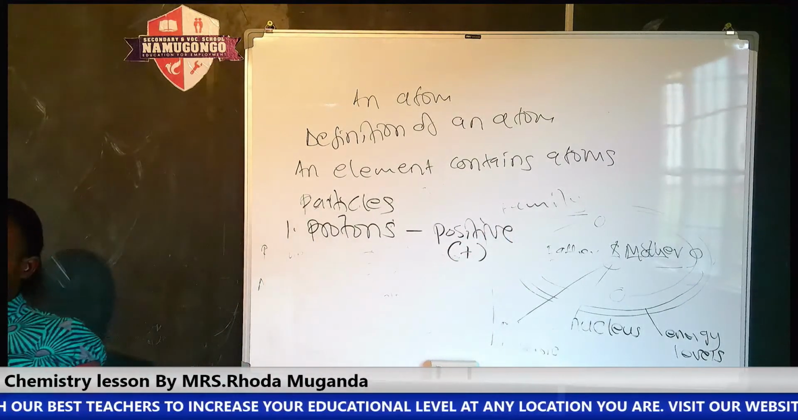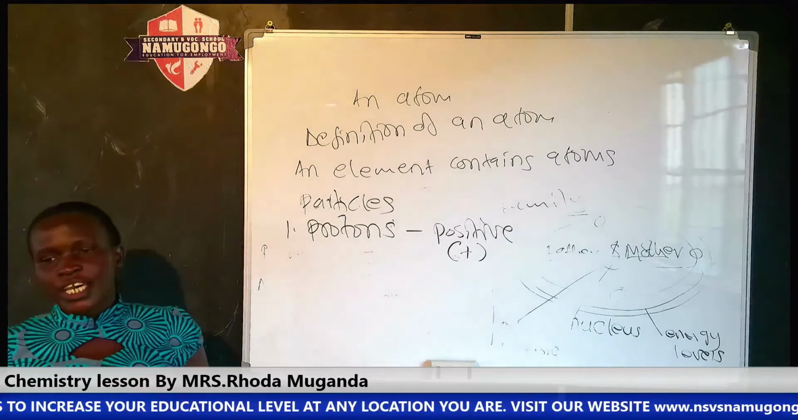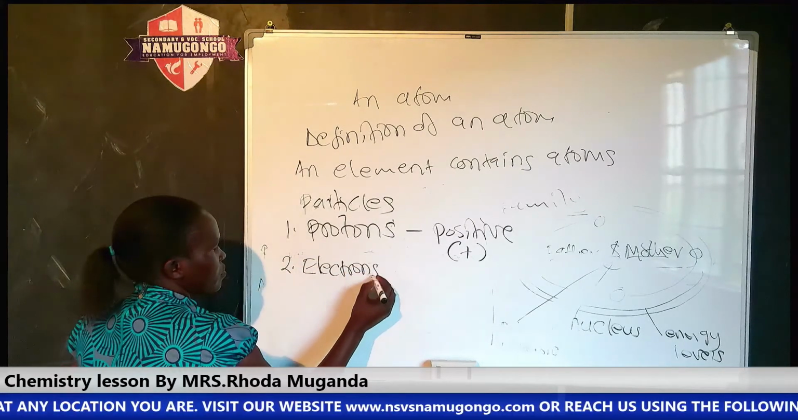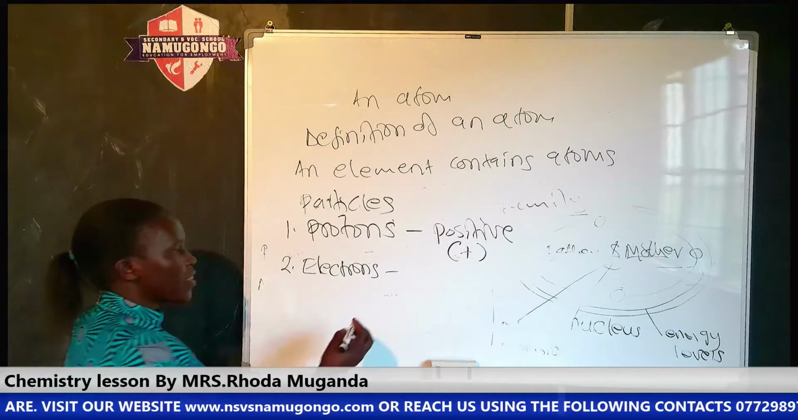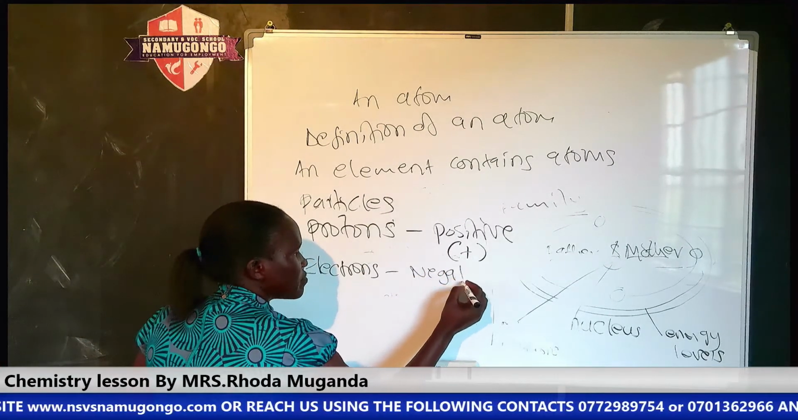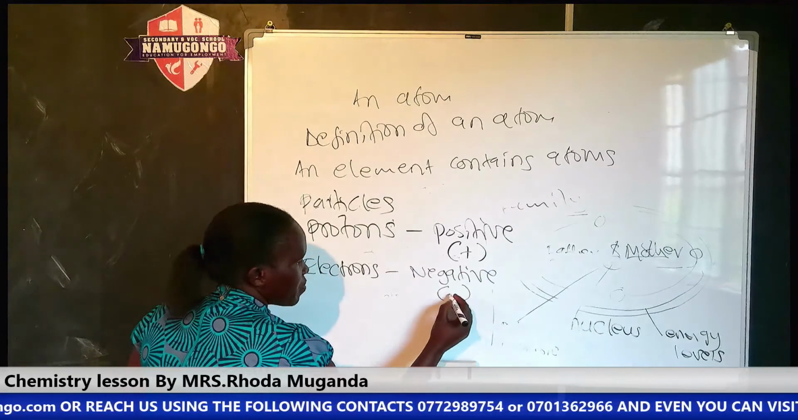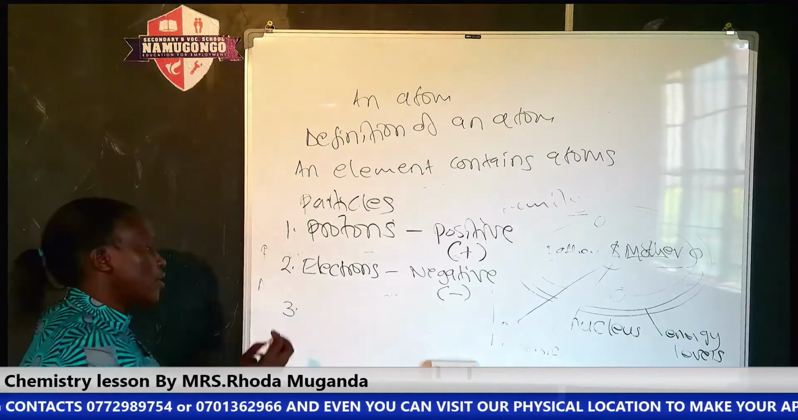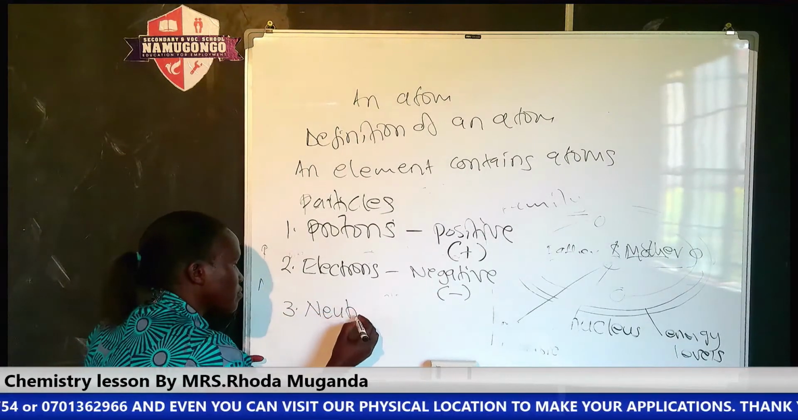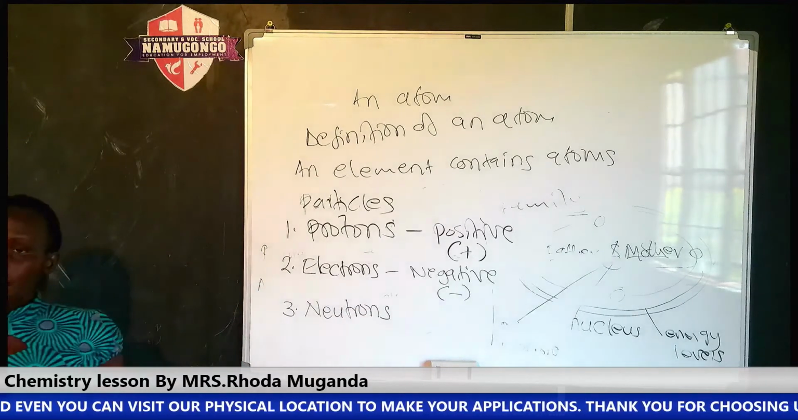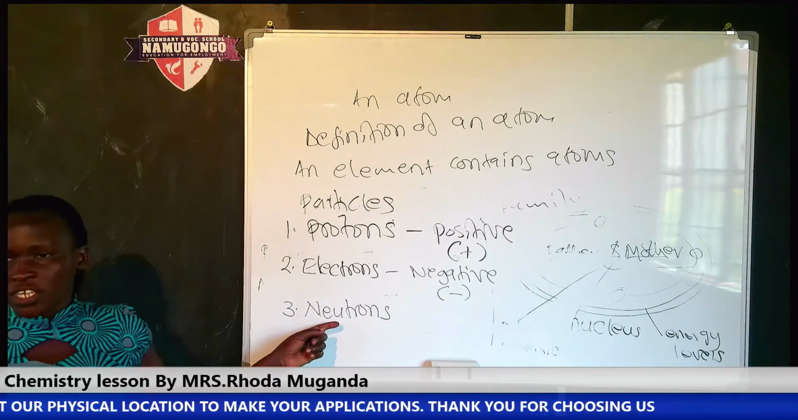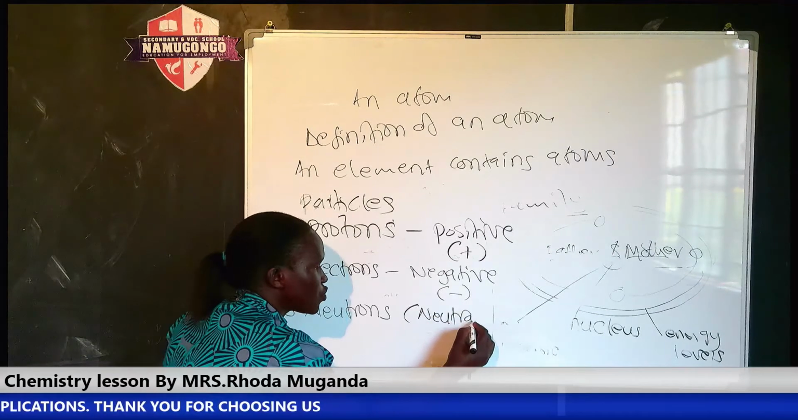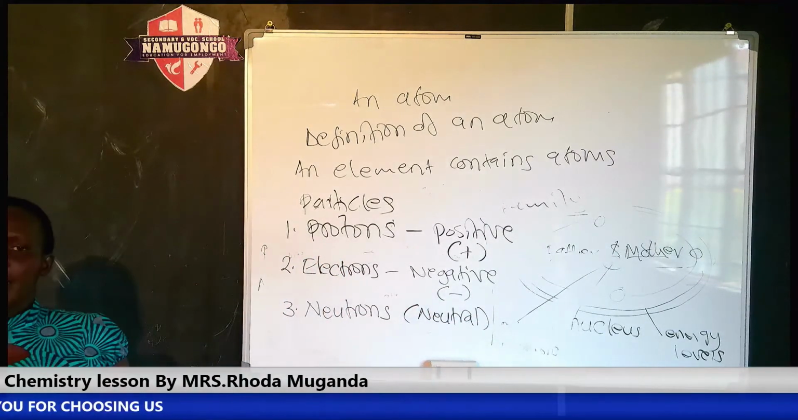The second particle that makes up an atom, which we shall describe later, is the electrons. These electrons also carry a charge, and that is negative charge. And we shall put in bracket minus. And then lastly, the third particle is the neutrons. The neutrons do not have any charge. The neutrons are not charged, so we shall say they are neutral. They do not carry any charge.